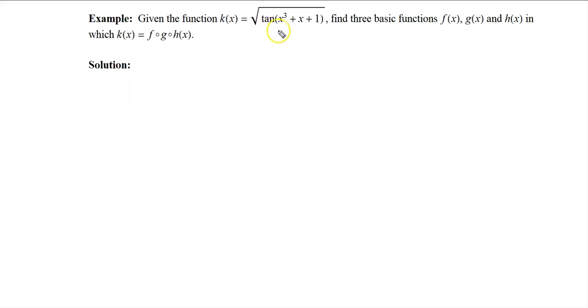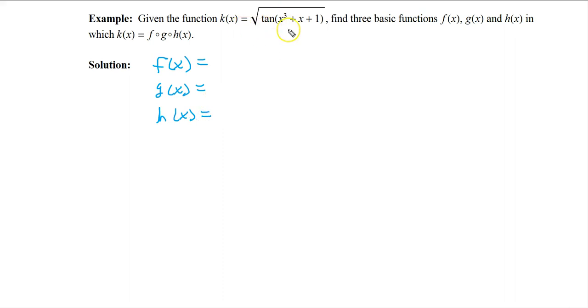So this is a similar problem, but now we're given the function the square root of the tangent of x cubed plus 1, and now we want to write this as the composition of three functions, f, g, and h. So you see we want to write the function k as f of g of h of x, or f composed with g composed with h of x. So what should we pick for our f of x? What should we pick for our g of x? And what should we pick for our h of x?